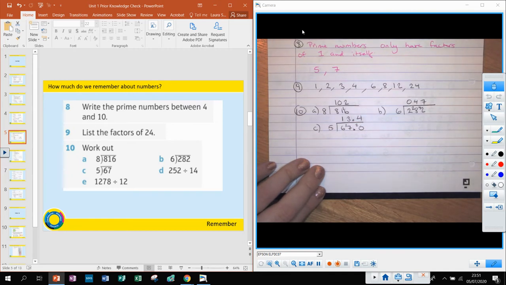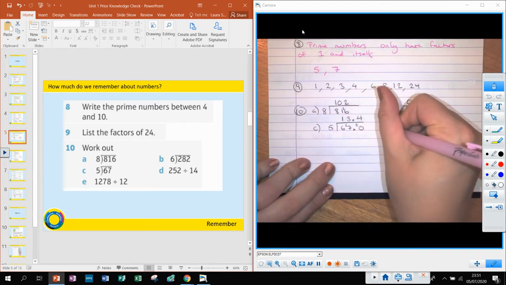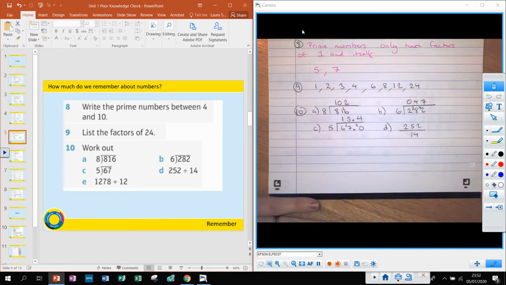Now, D is an interesting one, okay? I'm not really a huge fan of dividing by double digits, okay, or numbers in the tens. So we're going to try something else first. We're going to write it as a fraction and cancel it down. I am allowed to do that. I'm going to cancel it down as far as I can, and then I can use division or short division to solve it. So they both divide by 2, okay?